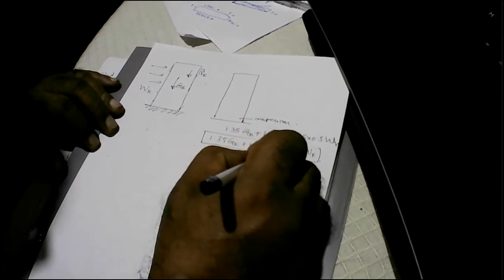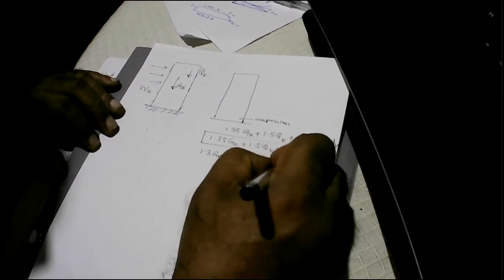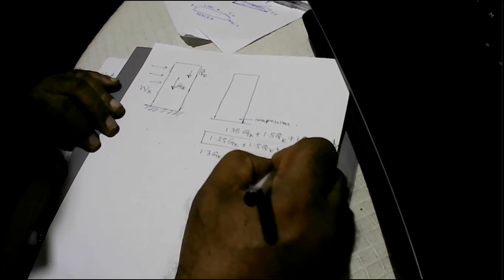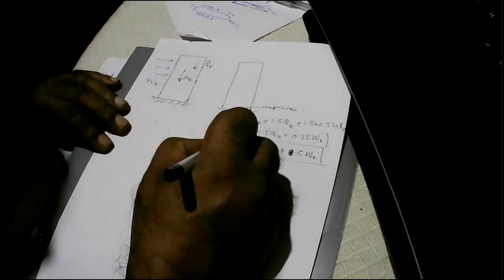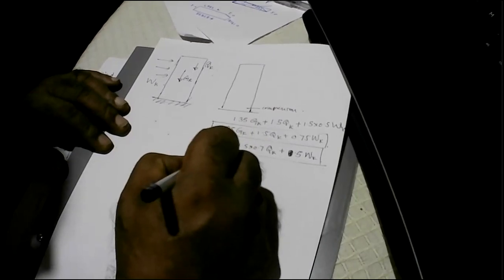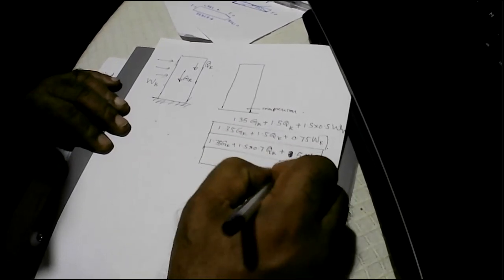And it's also possible to get the maximum compression here with 1.35 GK plus 1.5 into 0.7 times QK plus 1.5 times WK. And in addition to that, we can have a case where we have only the dead load and the imposed load.